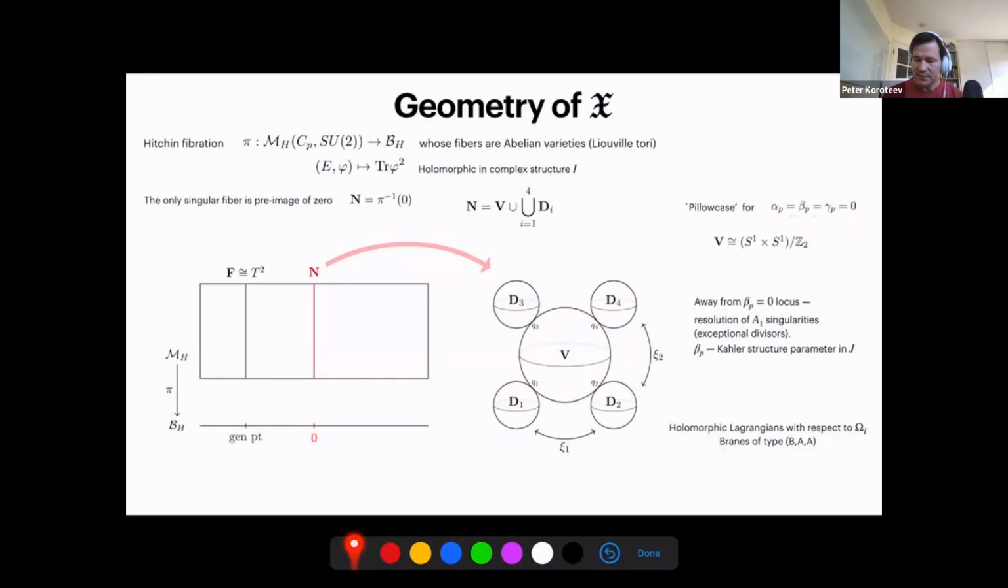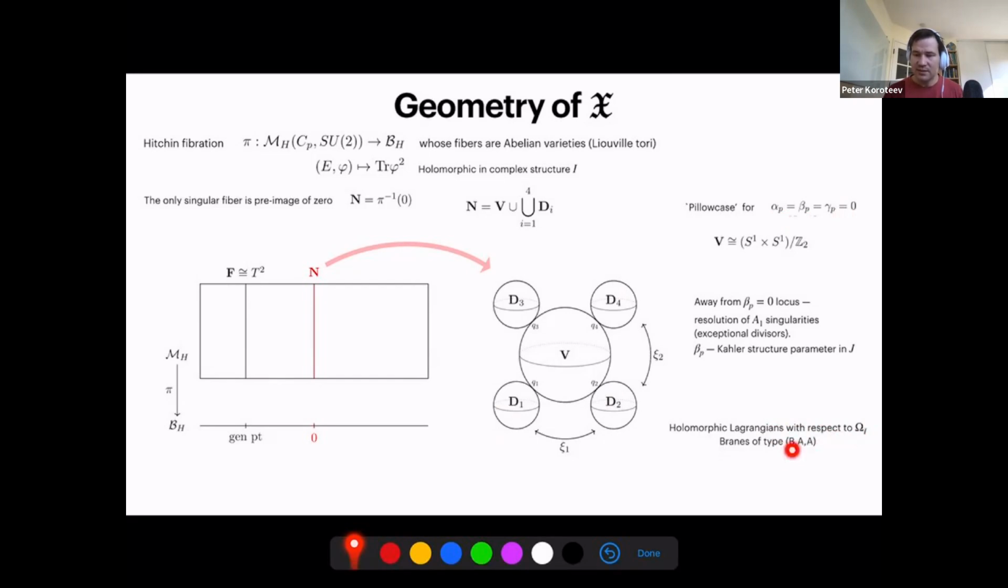And then as we go away from the beta equals 0 locus, a lot of things will change. The complex structure in which everything is holomorphic will also change. Not only do you change the sizes of each of those components, but also the holomorphic and Kähler structure of the whole fibration will change. So holomorphic Lagrangians with respect to omega I, which happens here, in the physics literature are called branes of type BAA.